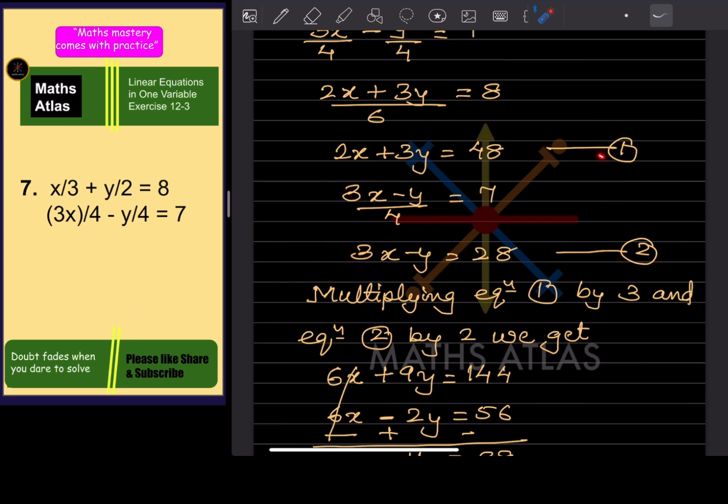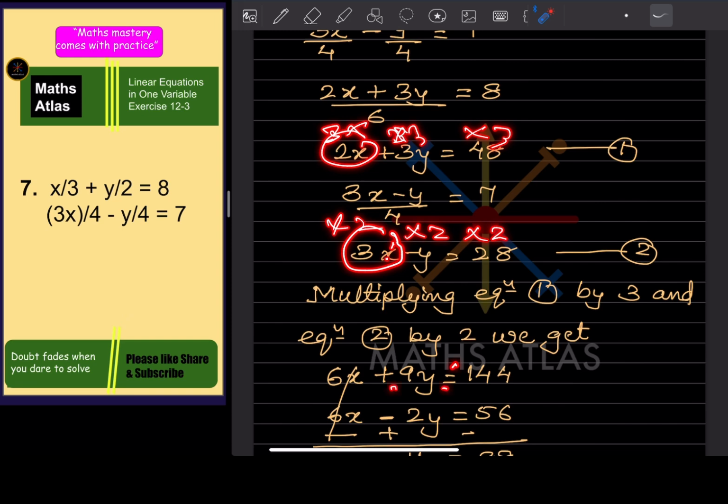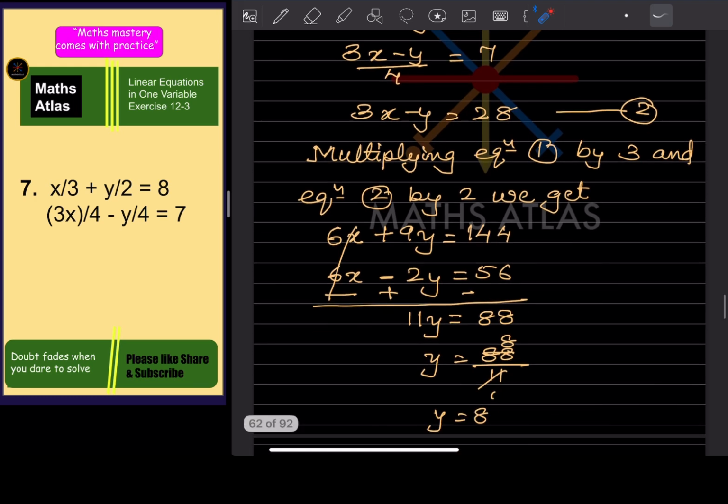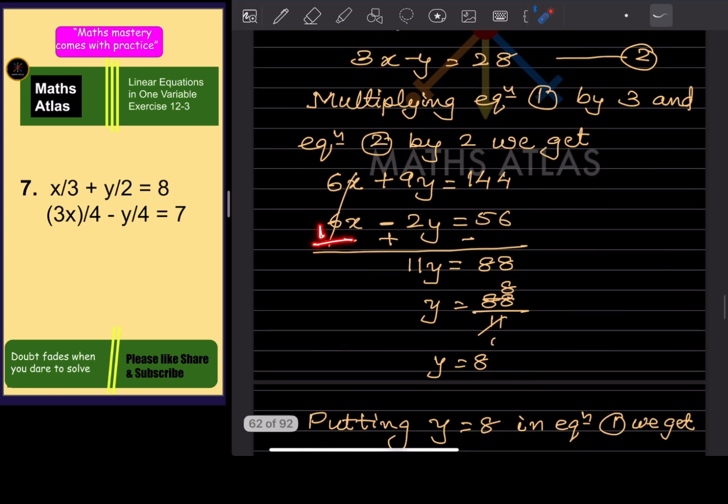Now we can see this equation number 1. Here the coefficients are different. So this we will multiply by 3 and this we are going to multiply by 2. After doing this, we get 6x plus 9y is 144. And multiplying this by 2, we get 6x minus 2y is 56. So now we can see this we can cancel out.